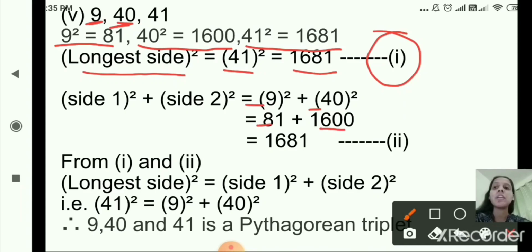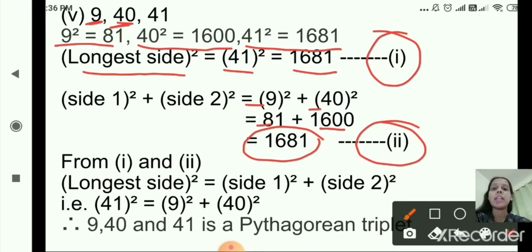So 1600 plus 81. The answer is 1681. You will do the addition of these numbers. 81 plus 1600, that is 1681. Now this is the second statement. Then from 1 and 2, what have we concluded?